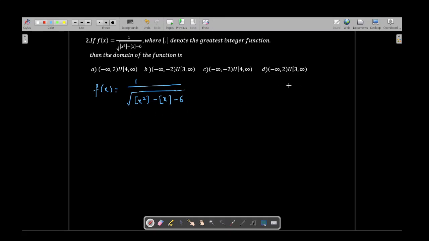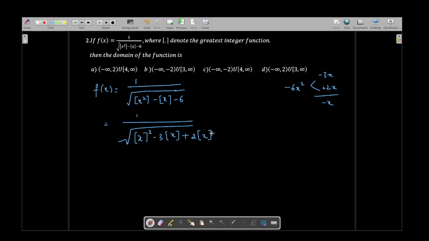First of all, we have minus x squared and minus x. So I think we can take 3x and 2x. I can take minus 3x plus 2x. So we can write this as 1 by the square root of [gi of x] squared minus 3 times [gi of x] plus 2 times [gi of x] minus x.